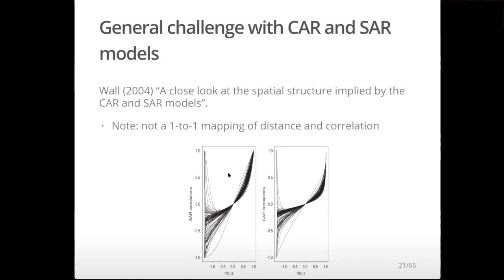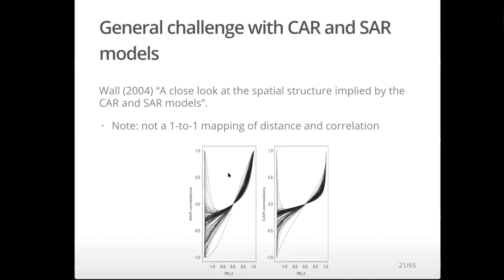So maybe the downside of using these types of approaches, and one of the reasons why it's probably not one of the most go-to tools for this problem, is that a lot of folks have thought about what the W matrix, or this matrix of weights, is implicitly assuming about the relationship between distance and correlation.